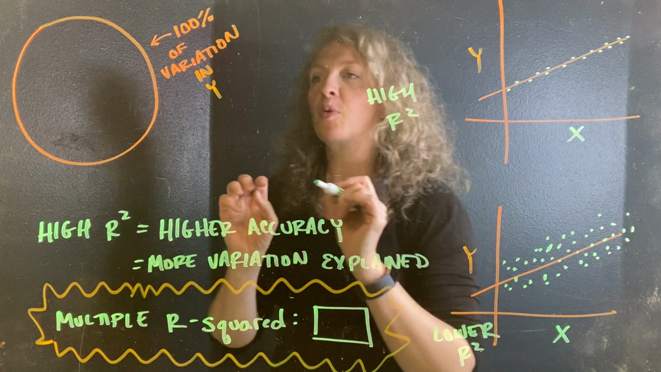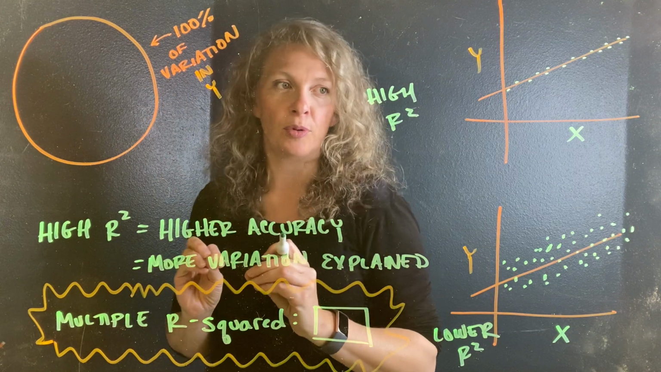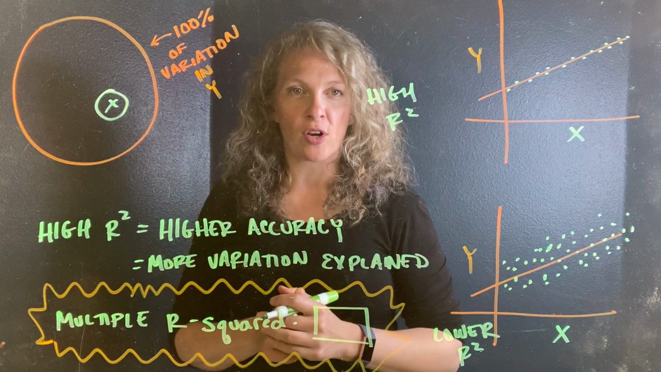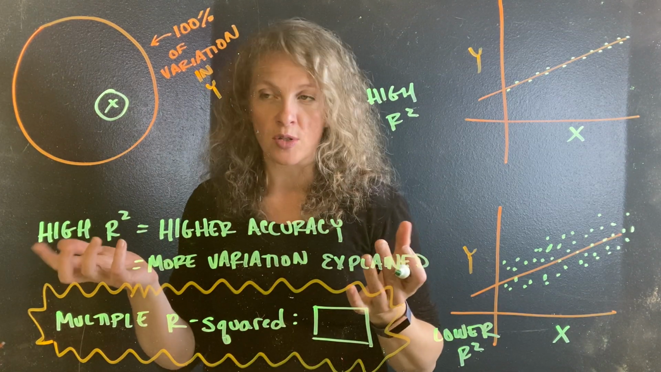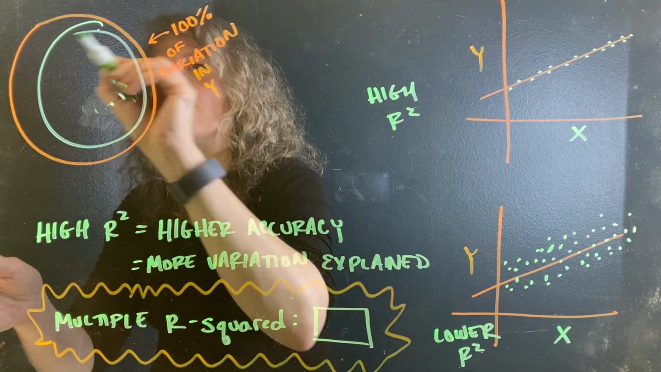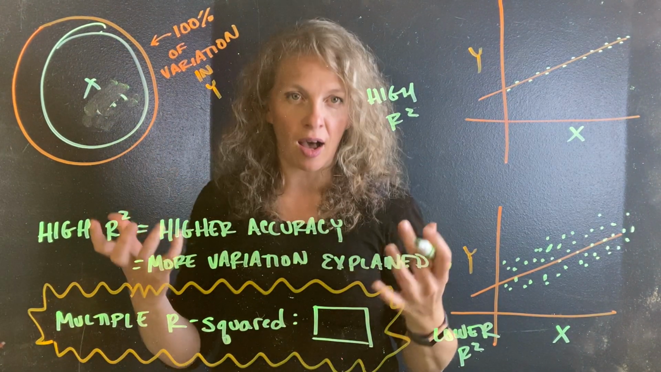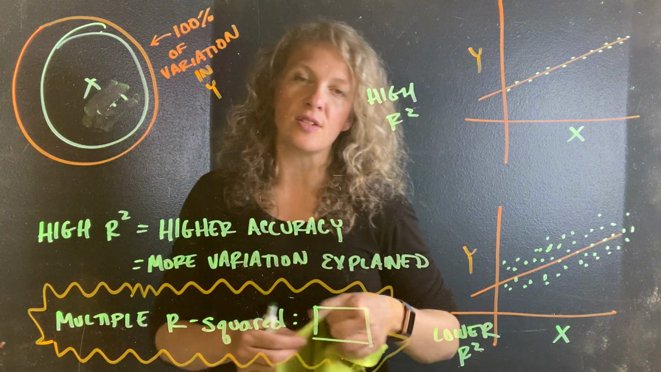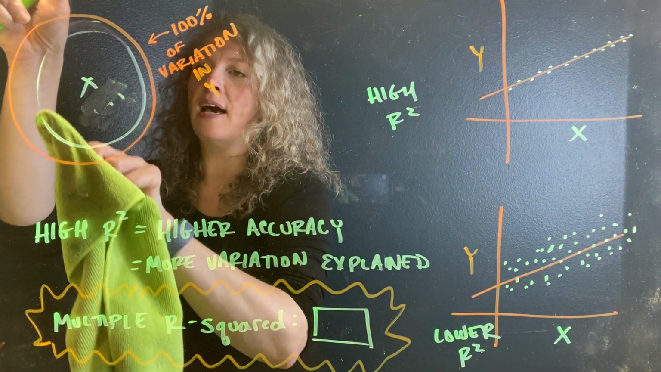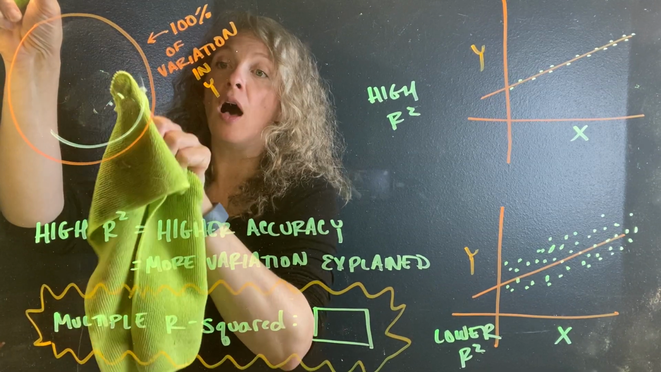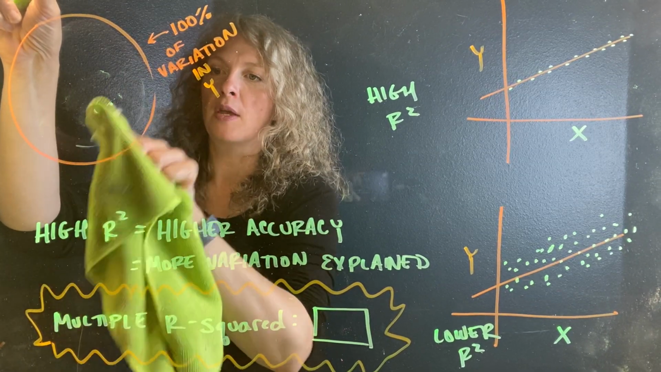So what we're going to do is plug in our X variable here. If our X variable explains only a little bit of the variation in Y, we'll have a small R squared. And if our X variable explains a lot of the variation in Y, we'll have a high R squared, closer to 1. The reason that I like this circle model is because it allows us to start talking about what happens if you include other variables in the model.